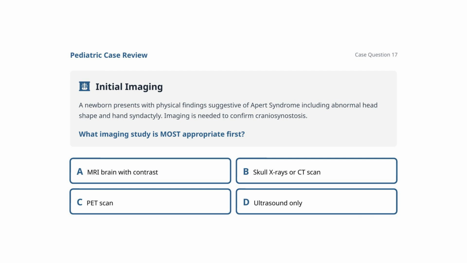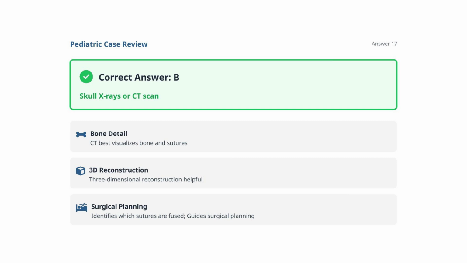Option A, MRI brain with contrast. Option B, skull X-rays or CT scan. Option C, PET scan. Option D, ultrasound only. The correct answer is B, skull X-rays or CT scan.